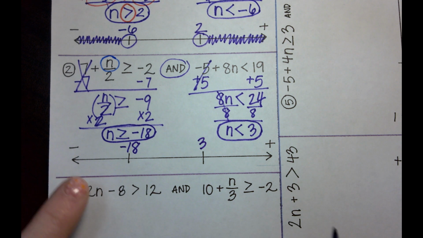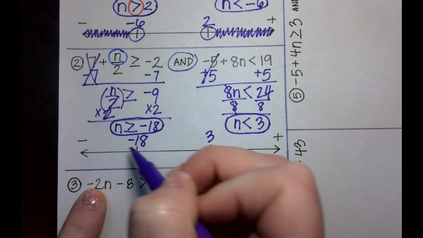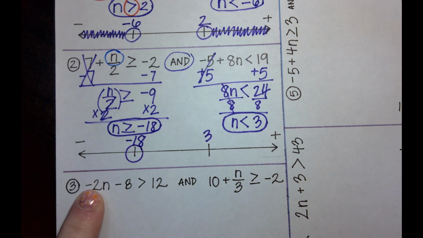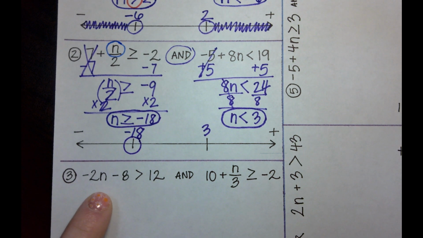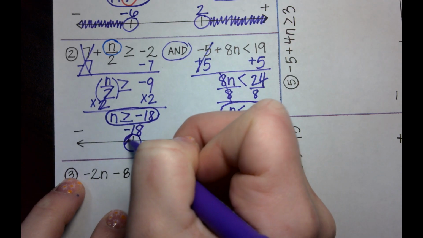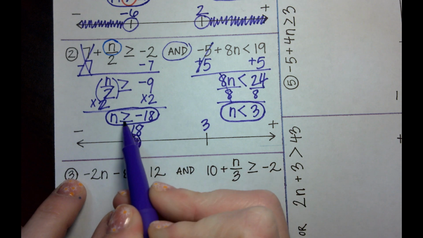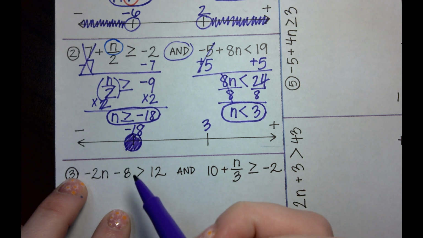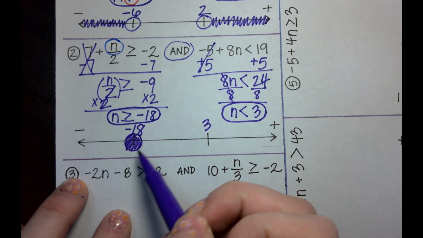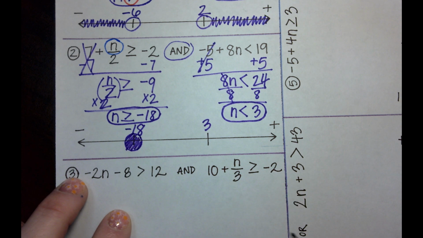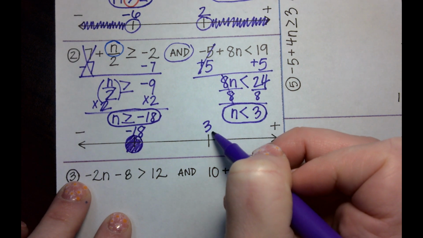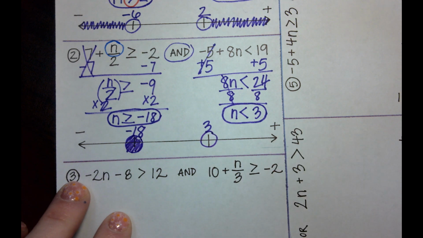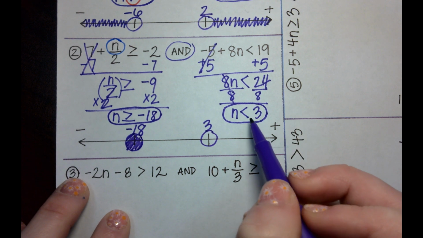And let's look at our circles. So -18, is this going to be an open circle or a closed circle? Closed. Why is it closed? Because it's equal to. Yes. Good, because there's an equal to line underneath. It tells us that -18 is included in our answer, so we shade it. Now how about 3? Is that open or closed? Open. Good, there's no equal to there.